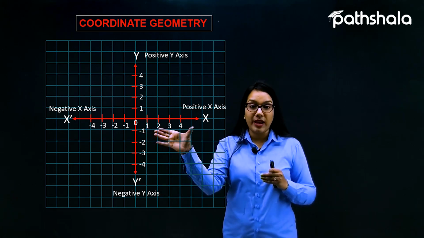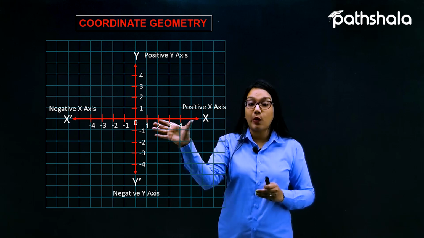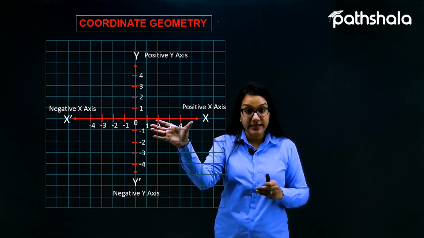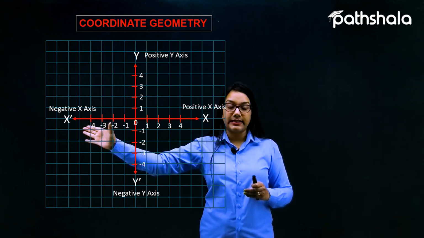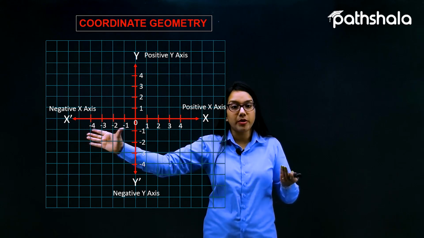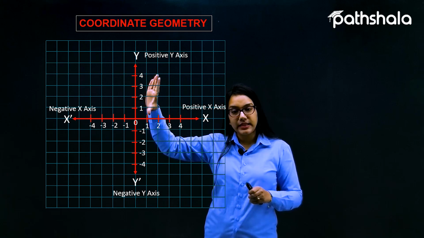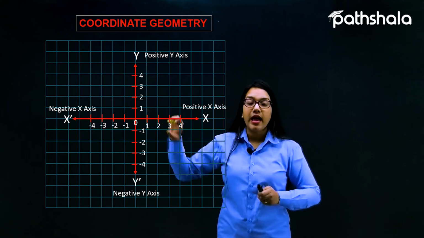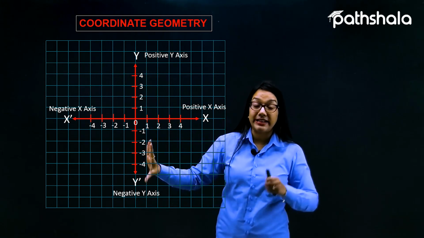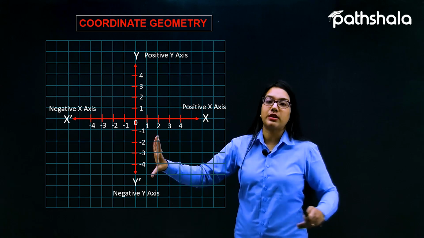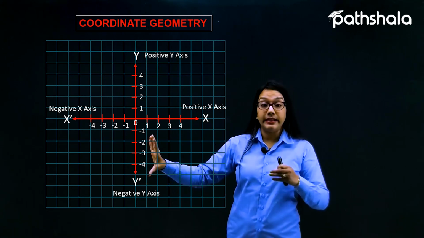Region 1 is where we have the positive numbers, and we call this the positive x-axis. We call this the negative x-axis because the numbers over here are negative. We call this the positive y-axis because the numbers are positive, and we call this the negative y-axis because the numbers over here are negative.